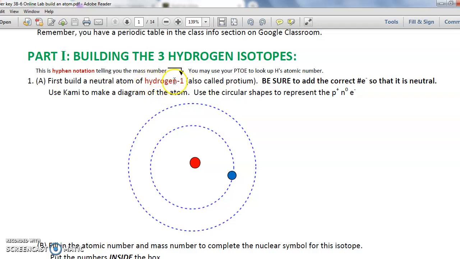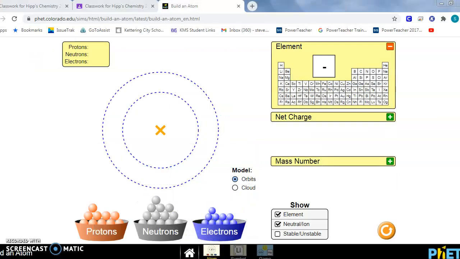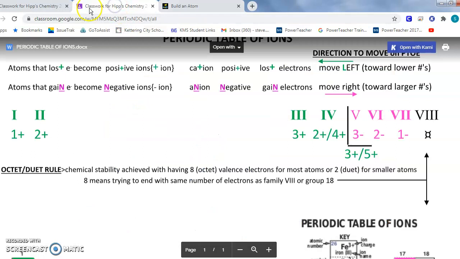When you write hydrogen 1 in this format, where you write the name or symbol, hyphen followed by a number, you're using what's called hyphen notation, and the number they give you is the mass number. When they use hyphen notation, they are assuming you have a periodic table to look up hydrogen's atomic number. They're giving you the mass number, but you need a periodic table to look up the atomic number. So we'll take a look at a periodic table.